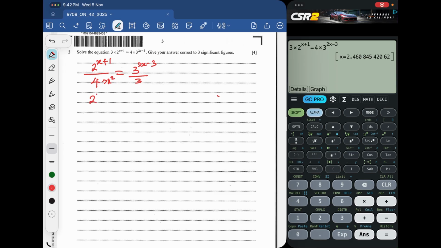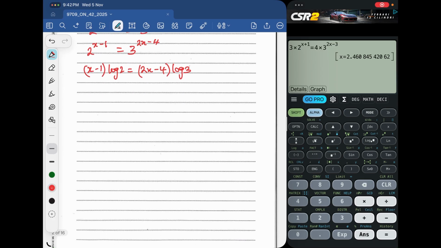So note that this is 2 to the power of 2. So 2 to the power of x plus 1 minus 2 is equal to 3 to the power of 2x minus 3 minus 1. So this will give me 2 to the power of x minus 1 equals 3 to the power of 2x minus 4. Now you see I can take log of both sides. So this will be x minus 1 log 2 is equal to 2x minus 4 log 3.